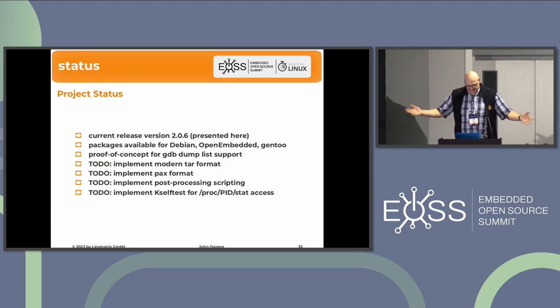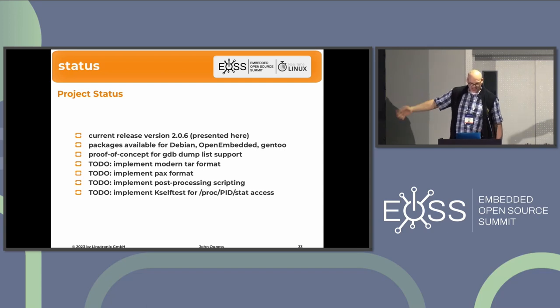Okay, last slide. The current version of the project is 2.0.3. Debian: apt install minicoredumper. OpenEmbedded: bitbake minicoredumper. Gentoo: not Gentoo user, sorry, what is it? It's a Gentoo ebuild or whatever they have there.